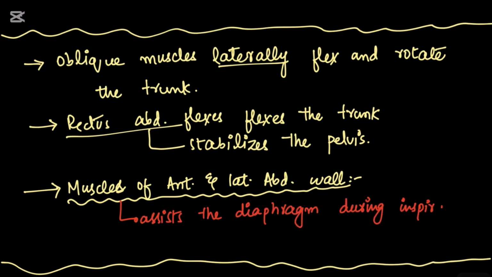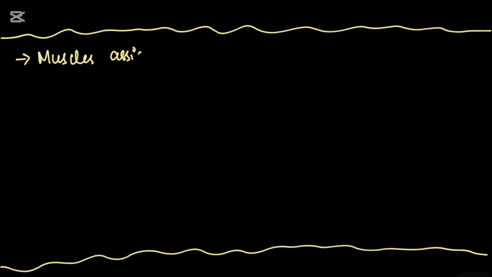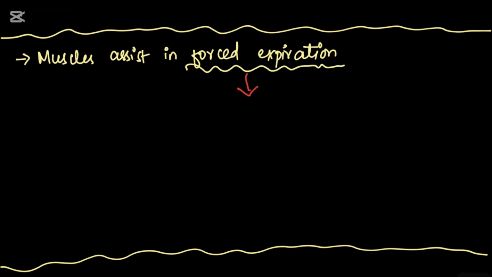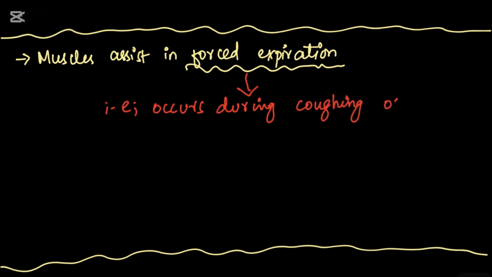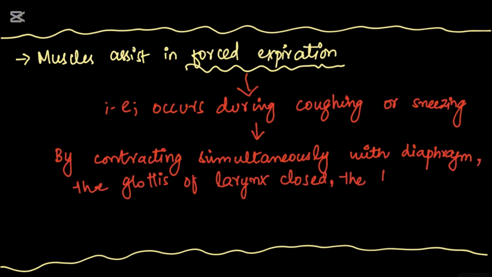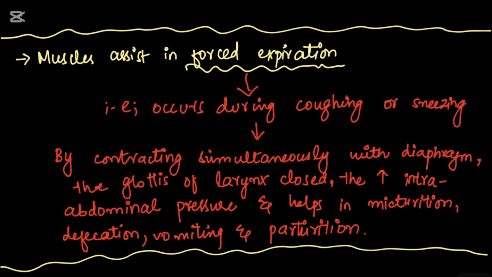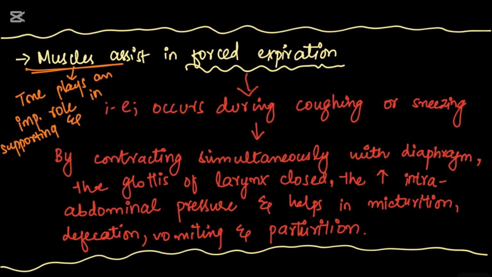They assist the diaphragm during inspiration by relaxing as diaphragm descends and abdominal contents can be accommodated. Muscles assist in forced expiration as well. We can say forced expiration occurs during coughing or during sneezing, and by contracting simultaneously with the diaphragm, these muscles help in the forced expiration. The glottis of the larynx closed, the increased intra-abdominal pressure, and helps in micturition, defecation, vomiting and parturition as well. Muscles also play an important role in supporting and protecting the abdominal contents.